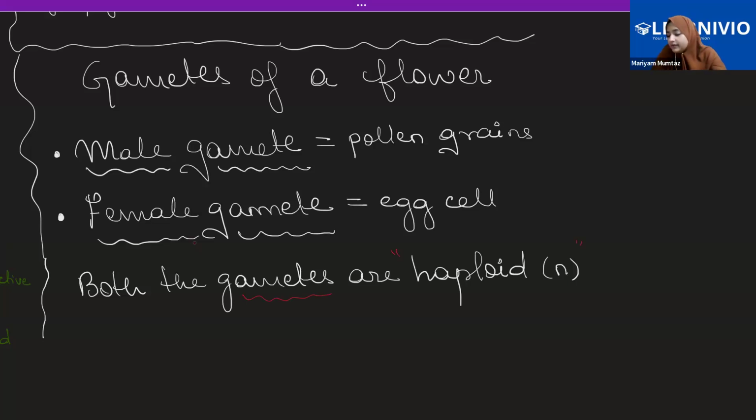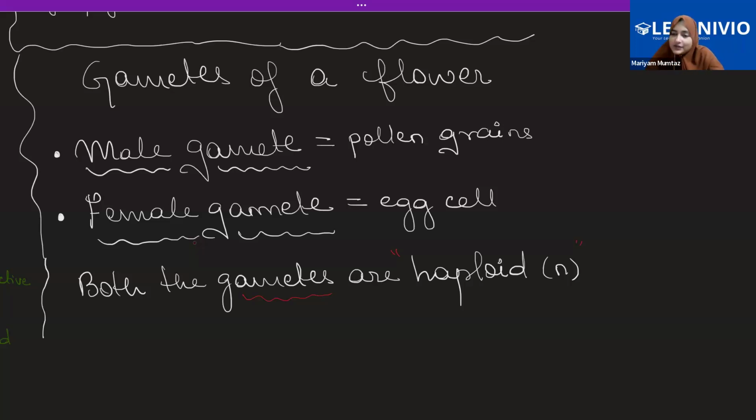What is the meaning of haploid? Haploid means one, like one type. One what? Like both the male and female together, one is haploid. One set of chromosomes. Haploid means a single set of chromosomes is present.